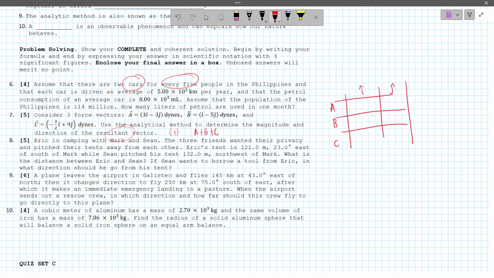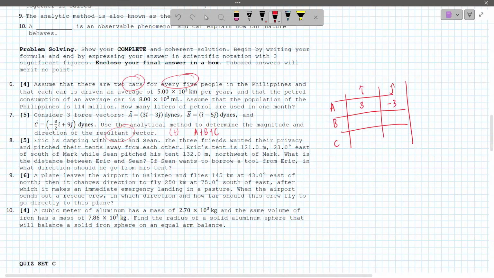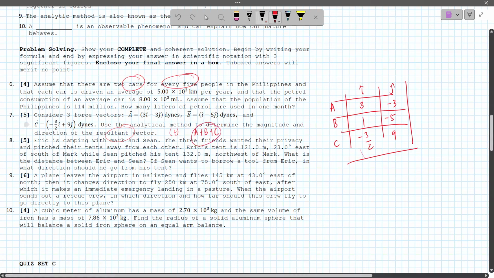Nakita ko doon sa problem solving noon na sinolve nyo pa kung ano yung value ng A, B, and C. You don't have to, no? Kasi they already gave us the I and J component. So, yung I mo ay 3, and then the J here is negative 3. Ang I dito ay 1. Here naman is negative 5. And then, here's the C is negative 3 halves. And the J is 9. So, these are the components already. You don't have to solve for the angle or for the magnitude. No, that's a waste of time. And we're just going to add them.